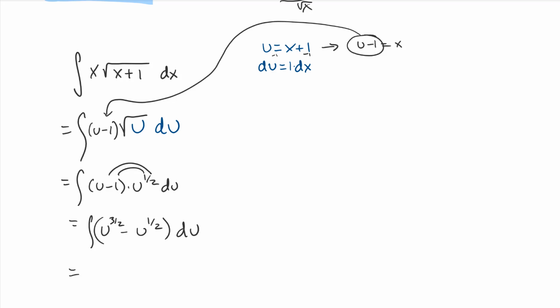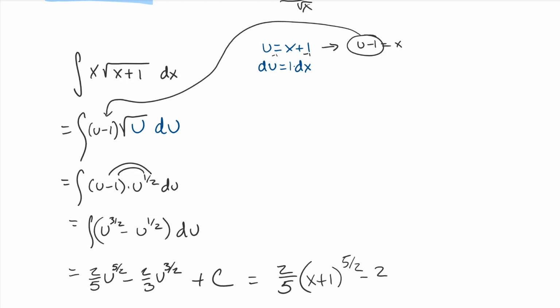And we get that this is going to be 2/5 u to the 5/2 minus 2/3 u to the 3/2 plus c, and then we've got to put that u back in there, don't we? So let's solve. We get 2/5 times, our u was x plus 1, so x plus 1 to the 5/2 minus 2/3 times x plus 1 to the 3/2 plus c. That's a beast. Indeed, that is a beast.